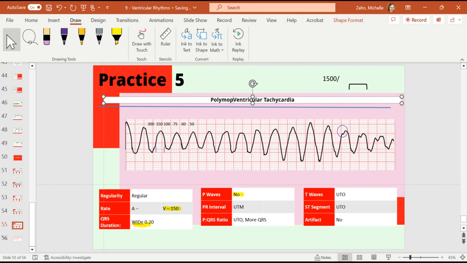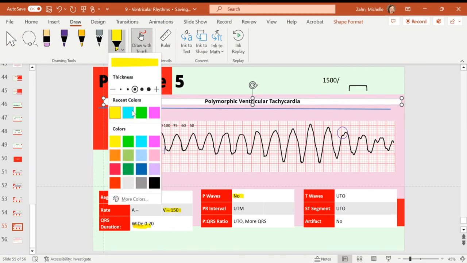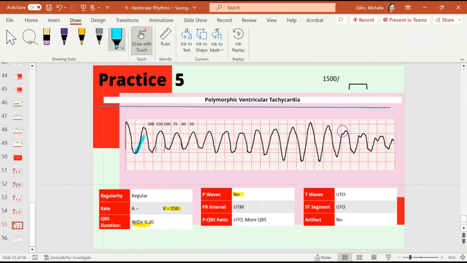So this is pretty clearly polymorphic, multiple shapes to these QRS complexes. They are not all exactly the same as one another. We've got some that are taller, some that are shorter and wider. These ones over here are different. This one is taller than most of them. So I would call this a polymorphic VTach.